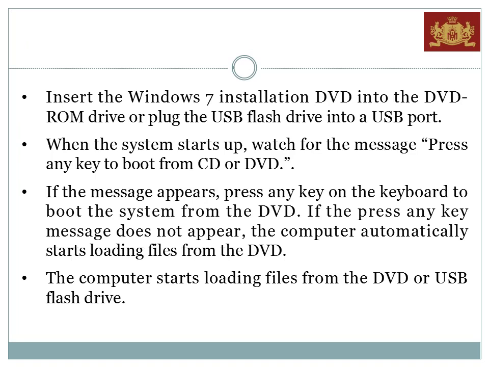Insert the Windows 7 installation DVD into the DVD ROM drive or plug the USB flash drive into a USB port. When the system starts up, watch for the message "Press any key to boot from CD or DVD." If the message appears, press any key on the keyboard to boot the system from the DVD. If the "Press any key" message does not appear, the computer automatically starts loading files from the DVD. The computer starts loading files from the DVD or USB flash drive.